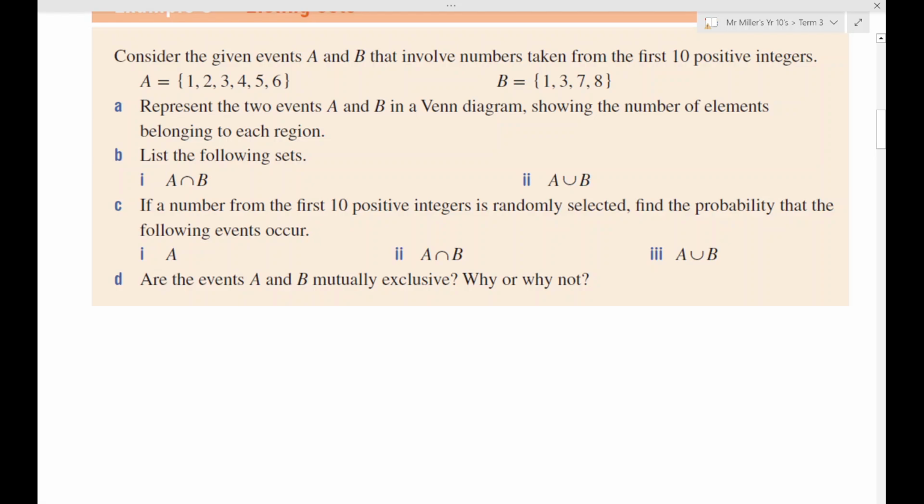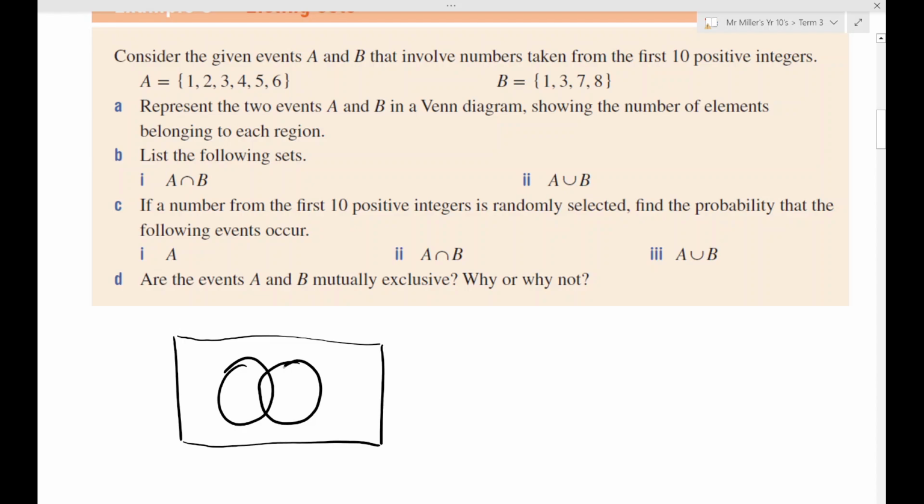So represent the two events A and B in a Venn diagram showing the number of elements belonging to each region. So we'll just quickly sketch up a Venn diagram. It's important to have this border around our Venn diagram, because if there's something that does not exist in A or B, then it will have to exist in this border region.